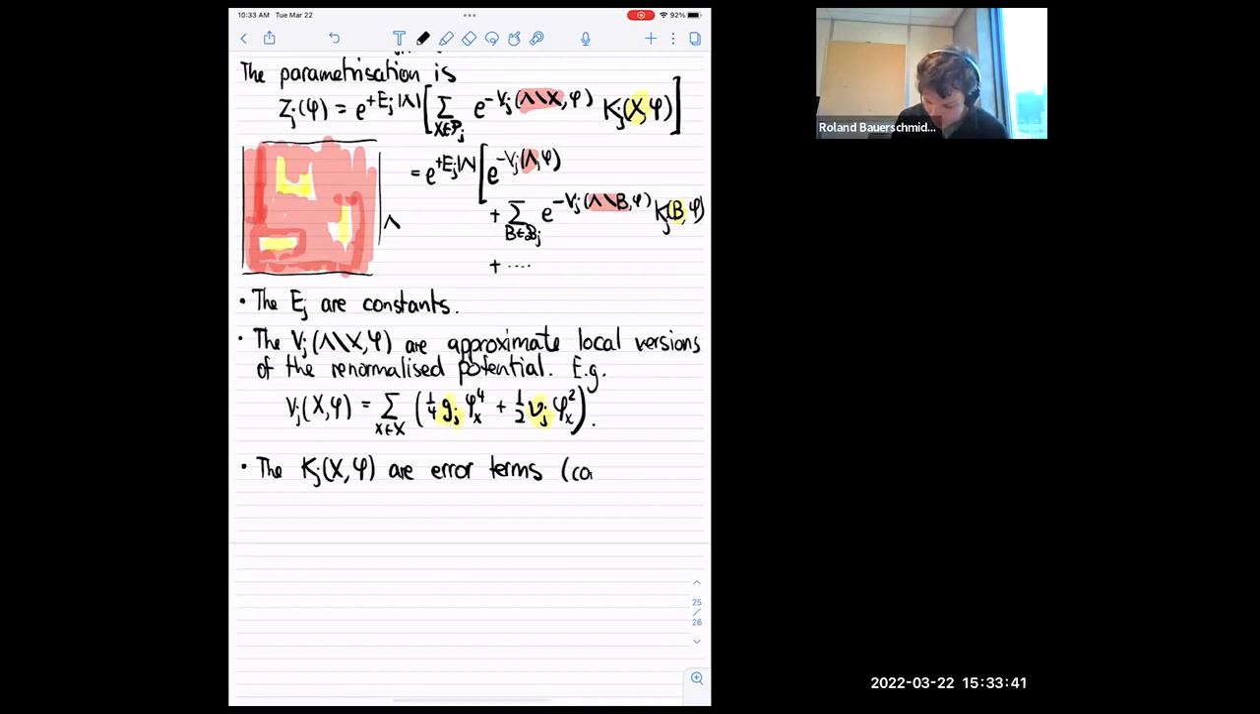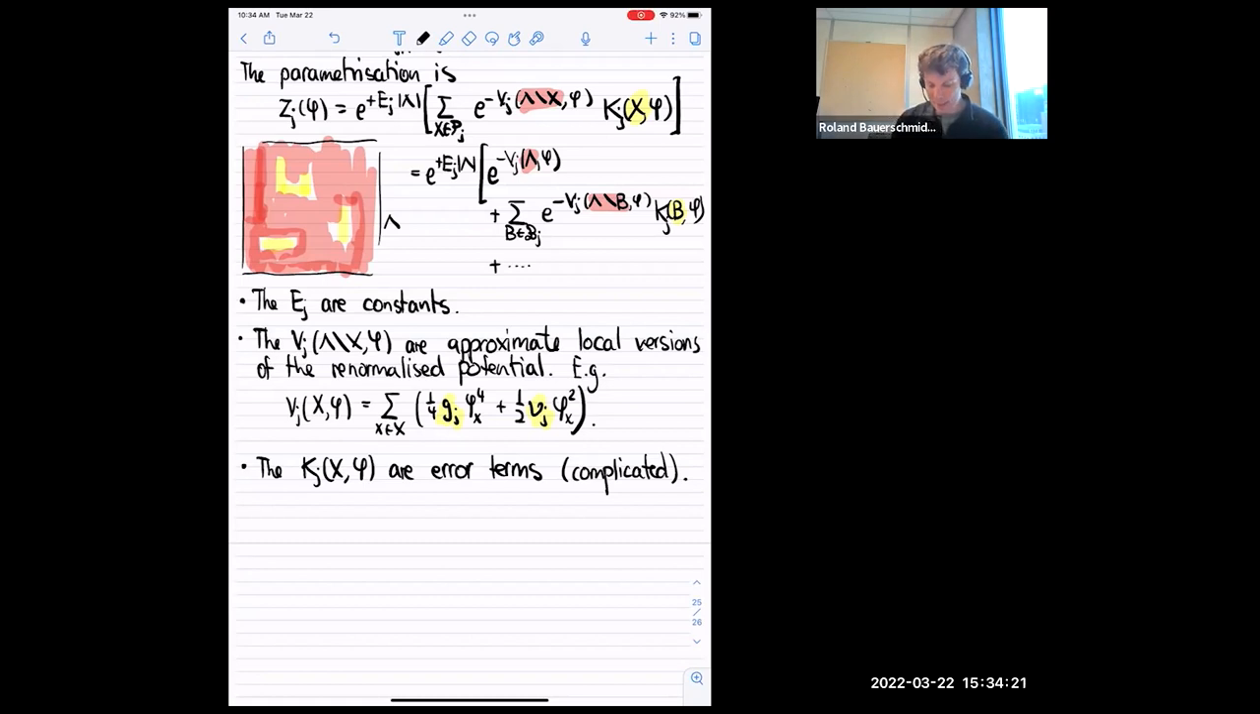If you were to write down an explicit formula for it, it would be very complicated. But the point is we're going to try not to do that. K is something we want to estimate. V is something we want to know explicitly, basically. V is supposed to encode the perturbative part, say, of the renormalization group, the way we discussed in the last lecture. K is supposed to encode the error terms in a way that avoids the issues we discussed last time as well.